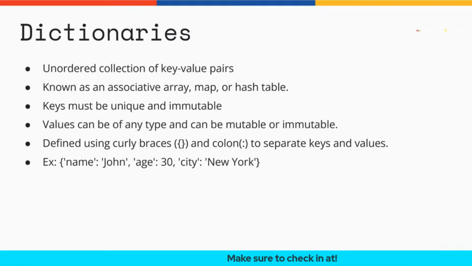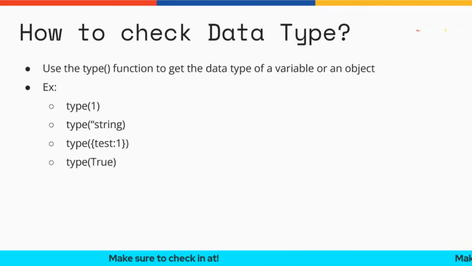Dictionary is one thing you probably use a lot. It's also known as hash maps, hash tables, maps, or associative arrays in other languages. For this one, it stores things in a key value pair, and it's also unordered. And we also talked about how to check for data type. You use the type function or method to check what type of data a value is.